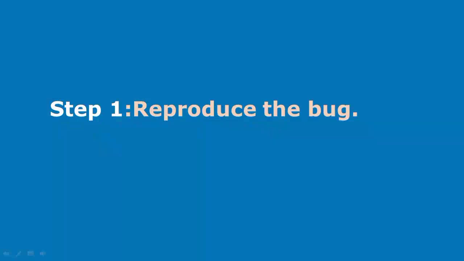Hello and welcome. Our goal in this video here is to try and reproduce the bug. This is always the first step in debugging, to reproduce the bug. Basically what that means is to find a series of actions that consistently causes the bug to appear. So we need to perform various actions that will make the bug appear.